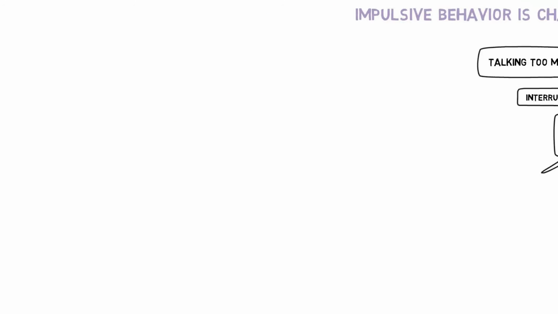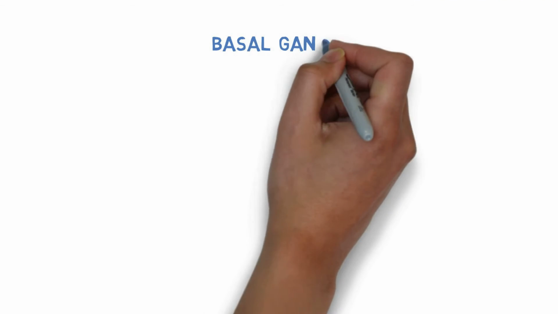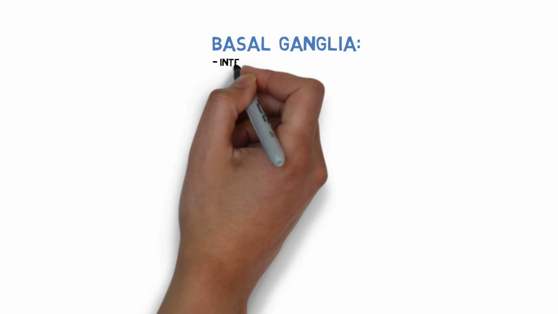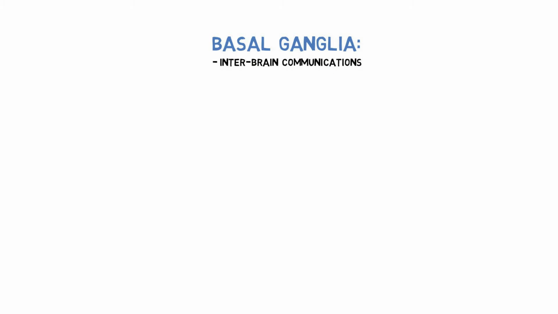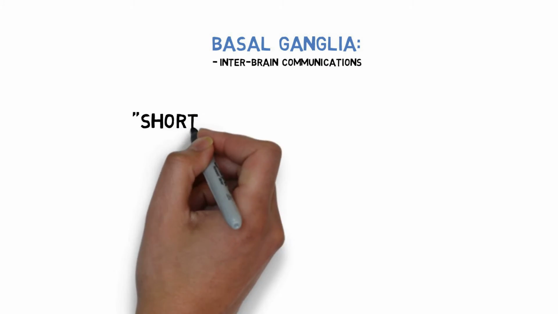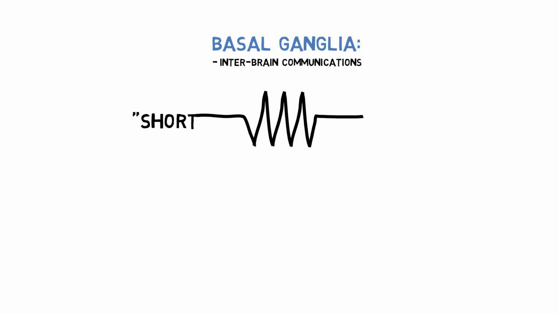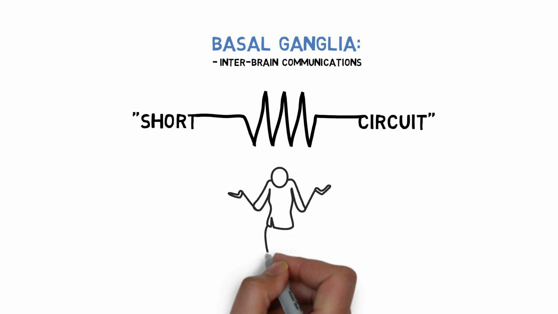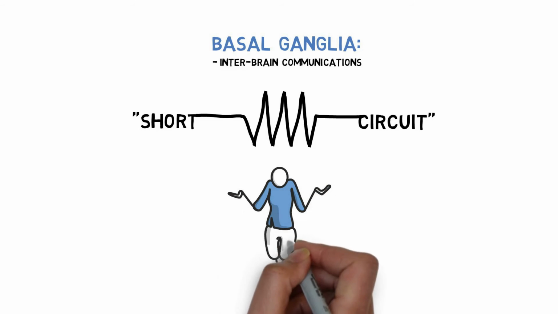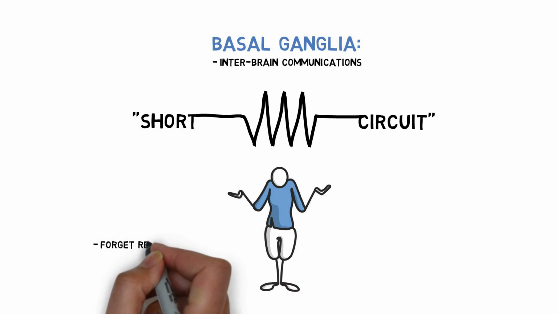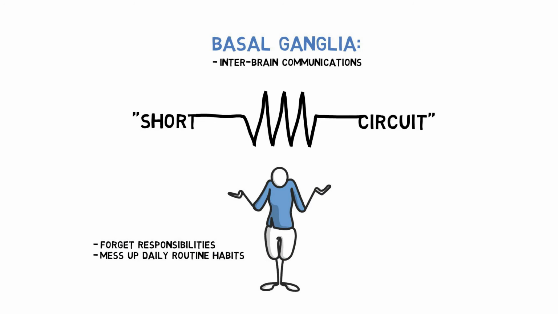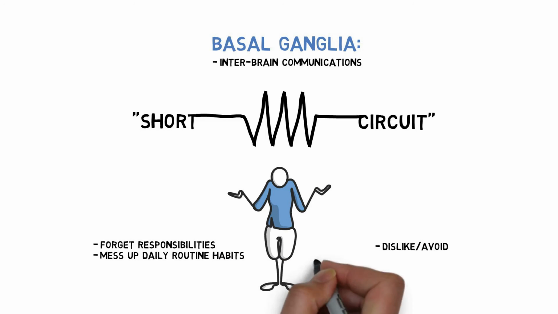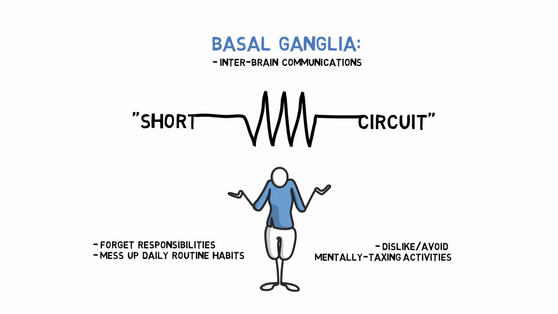The basal ganglia are responsible for so many of our interbrain communications that deficiencies here play a large role in the manifestation of ADHD. Low dopamine levels can cause the brain to almost short-circuit and make people appear distracted. This makes sense considering their entire communication and processing center is working at a lower capacity. This inattention can result in forgetting everyday responsibilities, like chores or daily routine habits, and over time, causes the person to dislike or avoid mentally taxing activities.